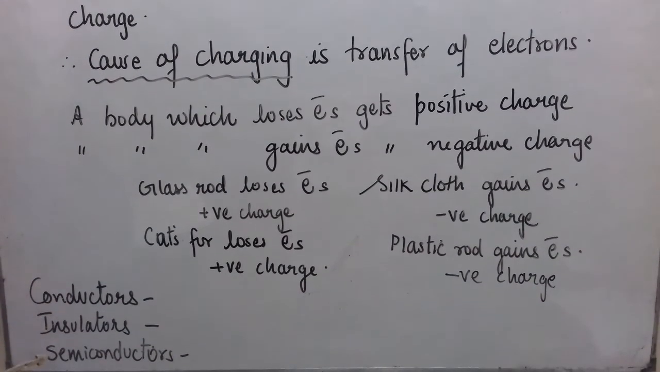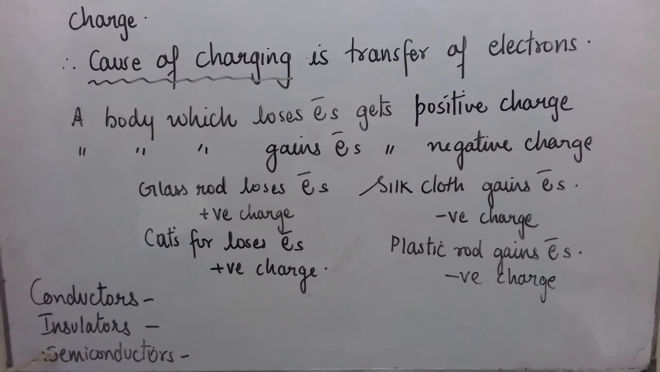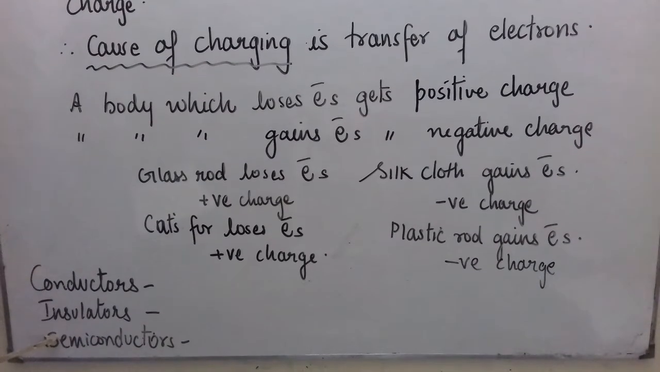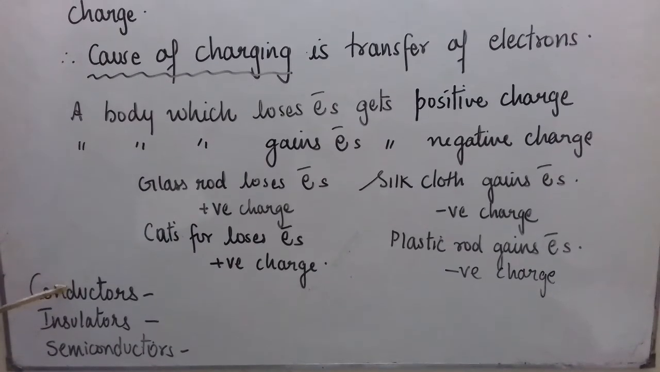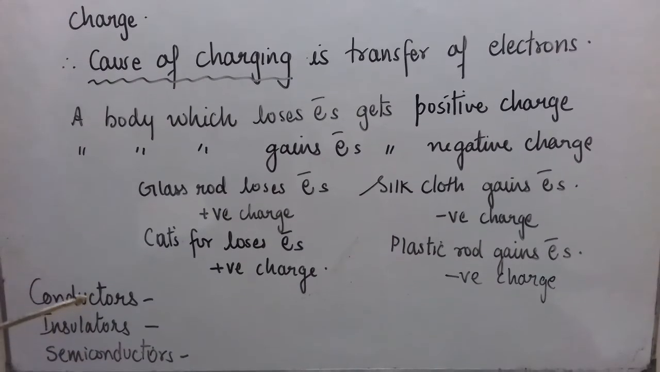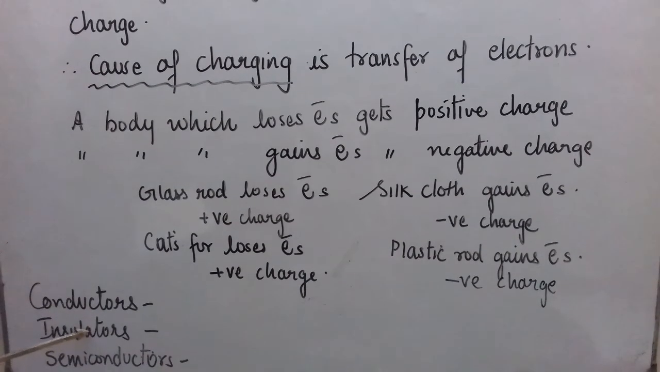Now when we talk about semiconductors, we know that these are the substances which offer resistance to the passage of electricity which is intermediate between conductors and insulators. So their conductivity lies between that of conductors and insulators.